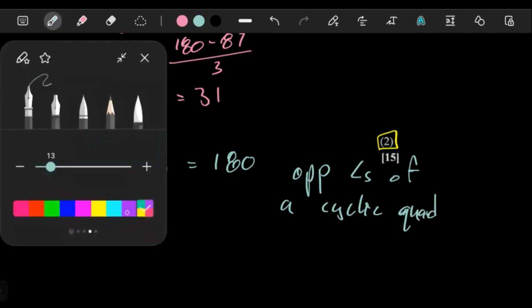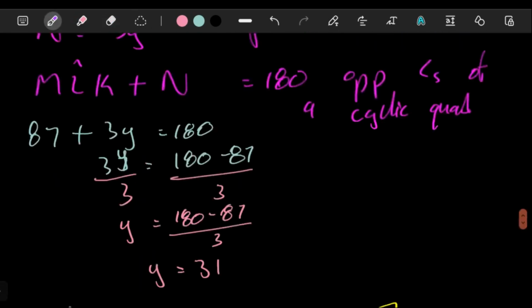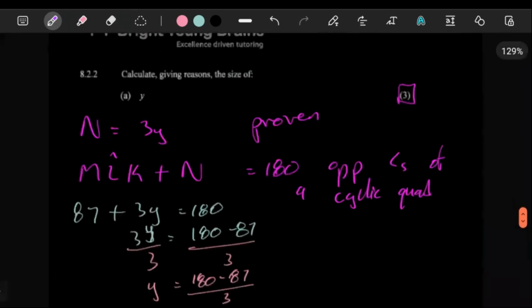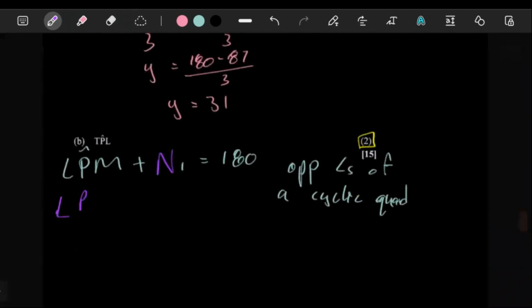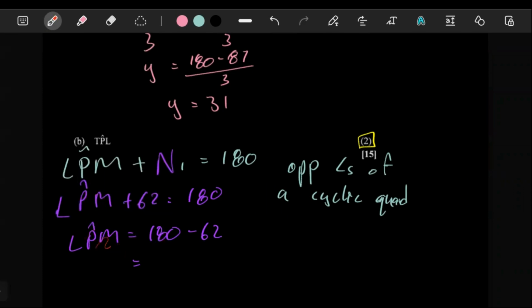So if you're gonna add these two, you're gonna have your... wait, is it N1? Come on, bro. N1. Why you gotta be so messy? It's N1. N1, we know it's 62. So let's just put that information in our formula. So what you now have here is just LPM, 180 minus 62. What is 180 minus 62? This is like 118.